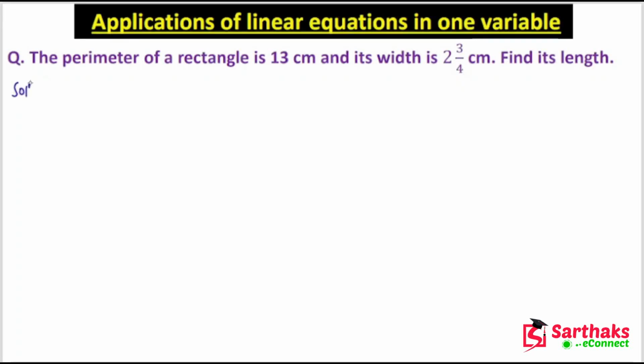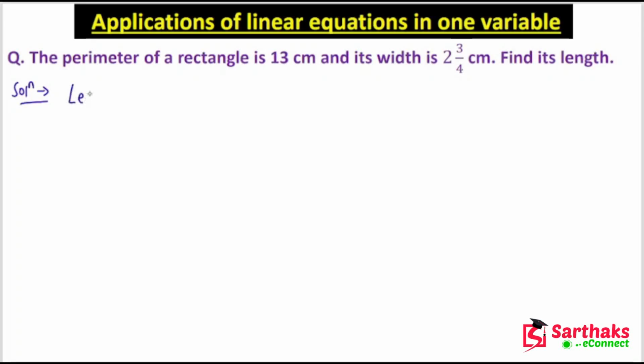Okay, so the question simply says that the perimeter of a rectangle is 13 centimeter and its width is 2 3 by 4 centimeter, which is given in mixed fraction. Find its length. So now we do not know the length. So how can we find its length? We do not know it, so let us assume it.